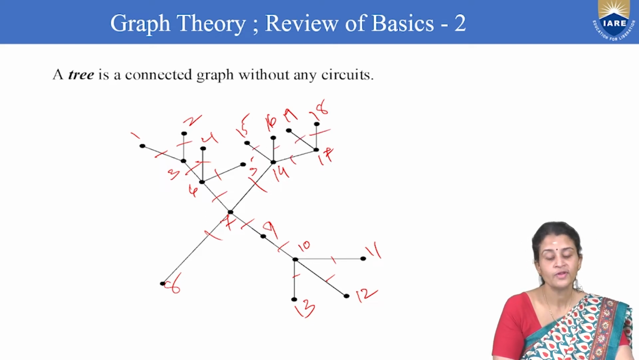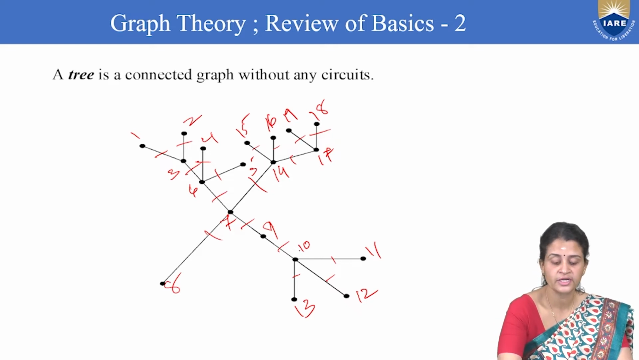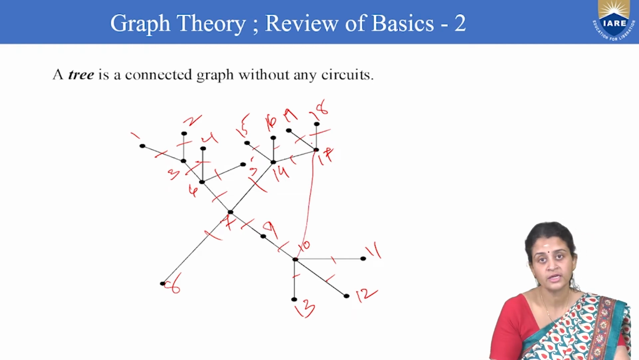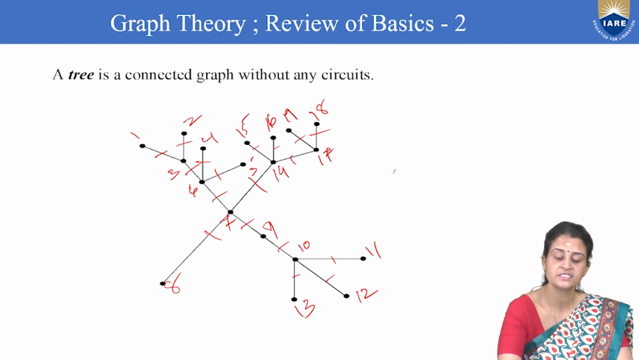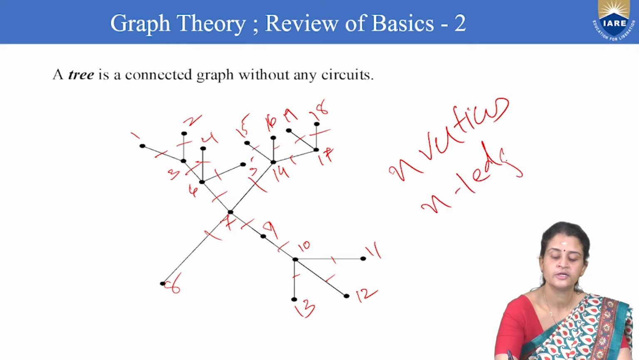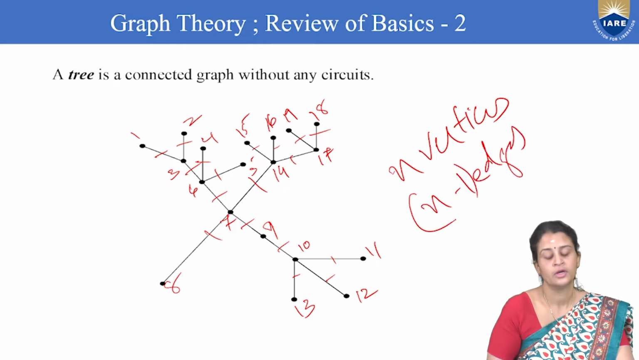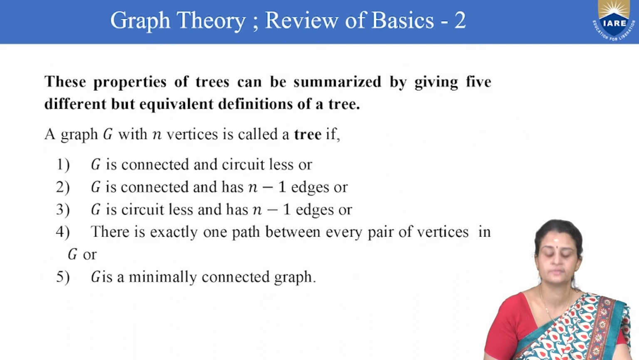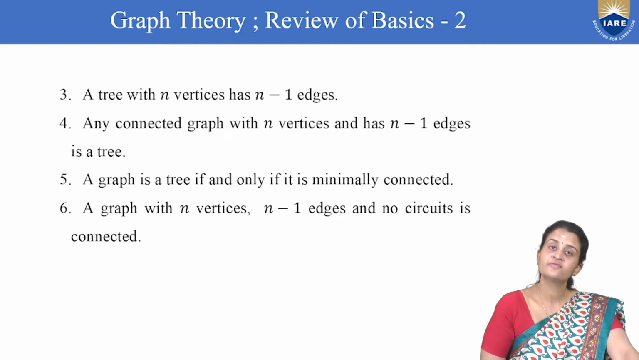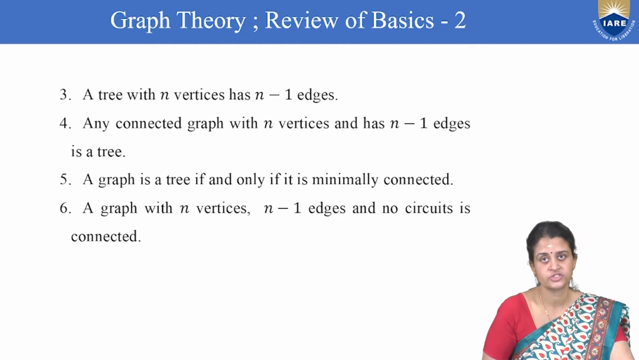Okay. What will happen if I add one more edge? If I arbitrarily add one more edge, will it be a tree? No. In a tree with n vertices, there are n minus 1 edges. Look at this: a tree with n vertices has n minus 1 edges.